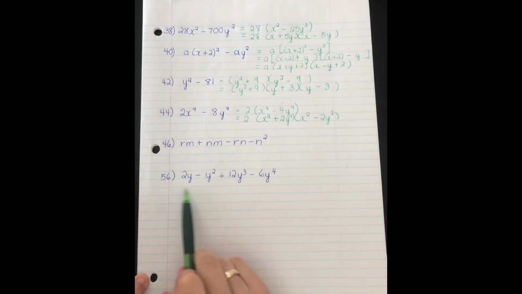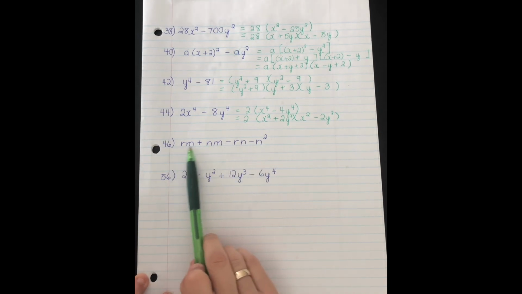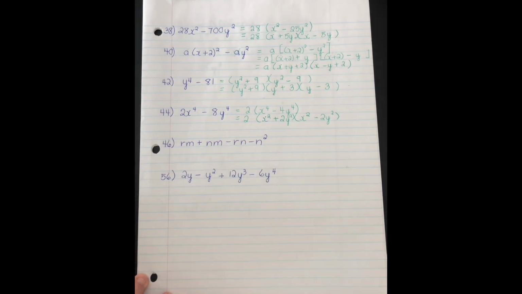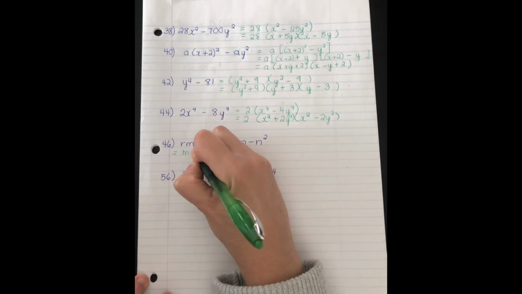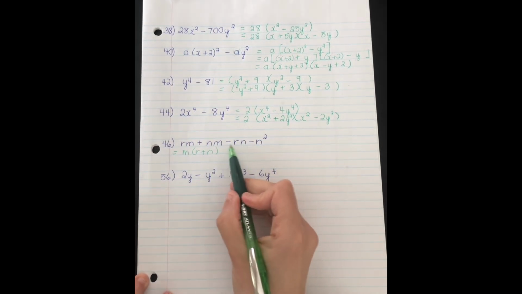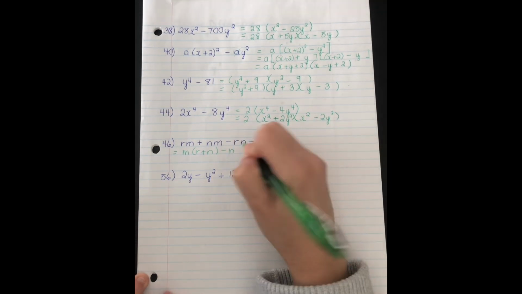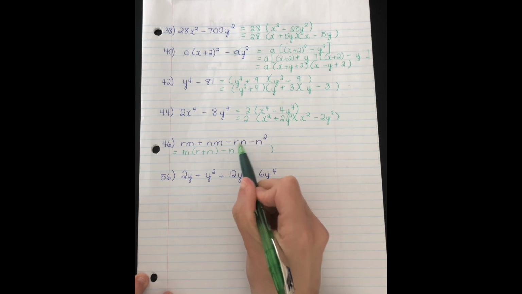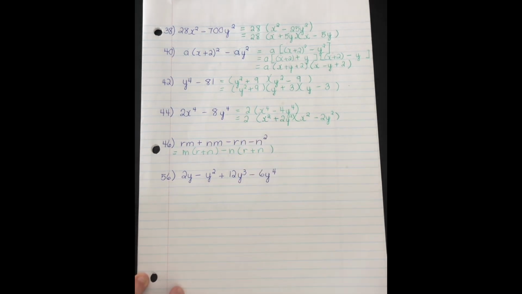These last 2 examples are rather strange. We have 4 terms here. In this one, it doesn't appear that anything is common to all of the terms at all. So what we do instead is we group the first 2 together. Common to the first 2 terms is m. Now we group the last 2 terms. What's common to these terms? Nothing but negative n. When you divide each term by negative n, you will have r plus n here.